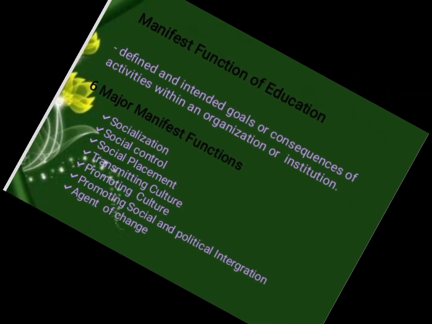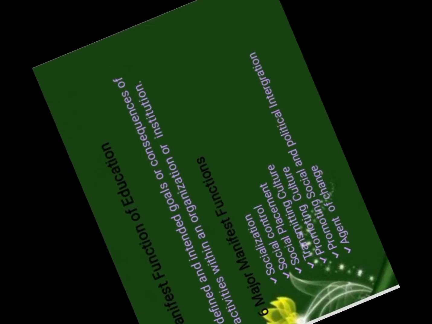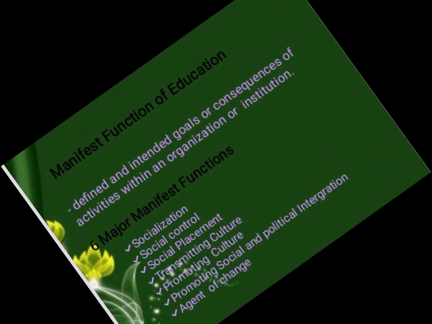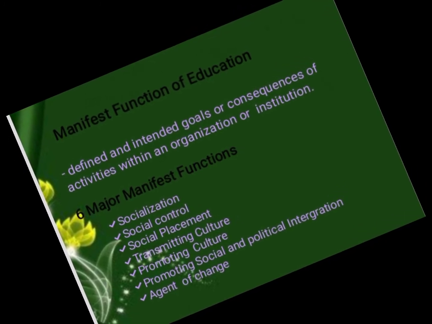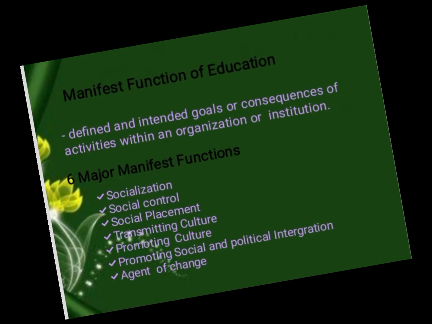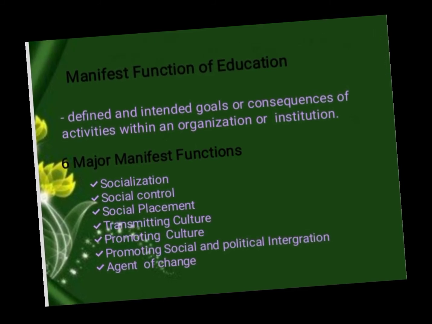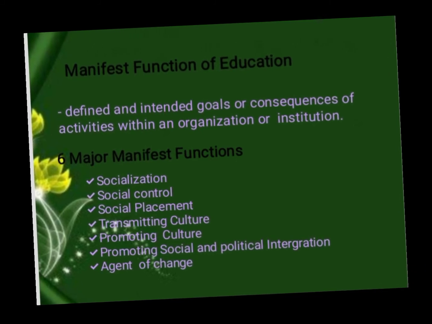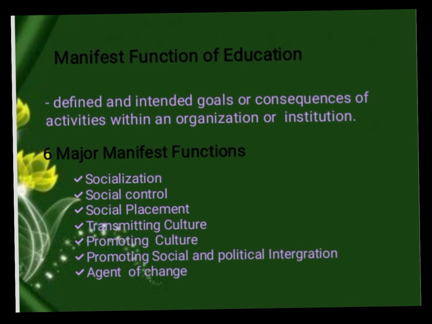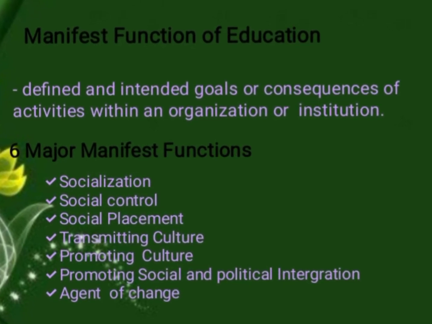The fifth major manifest function is promoting social and political integration. Education promotes political and social integration by transforming its population, composed of diverse ethnic and religious groups, into a society whose members share, to some extent at least, a common identity. The last is agent of change. Education can stimulate or bring about desired social change. It also promotes social change by serving as a meeting ground where each society's distinctive beliefs and traditions can be shared.